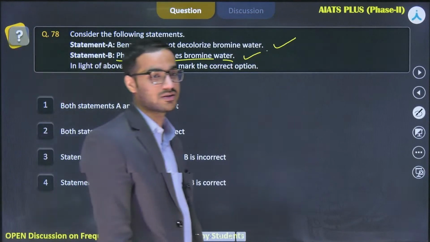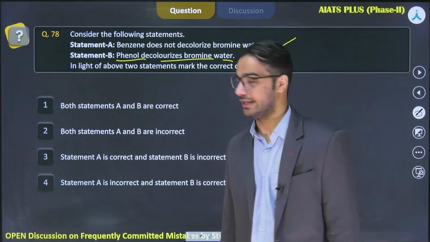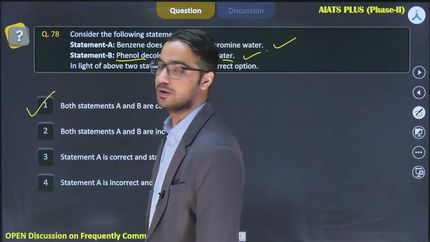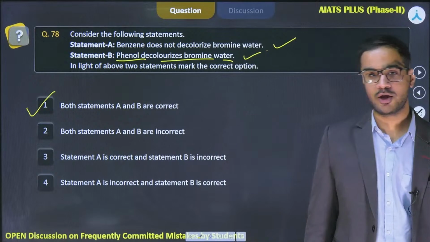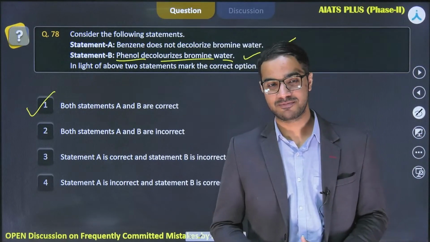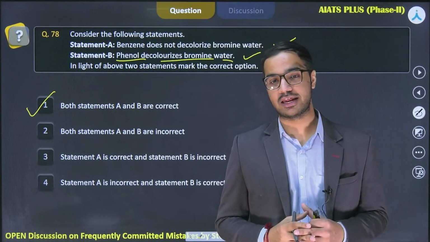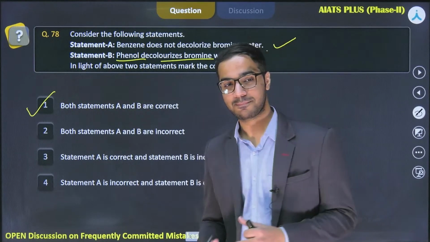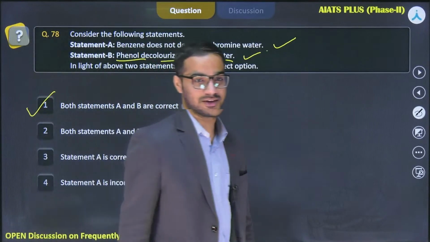So what will be the answer? Both statements 1 and 2 are correct, so option number 1 will be the correct answer. I hope everyone has enjoyed this session. Do you have any kind of doubt so that we can clarify it?